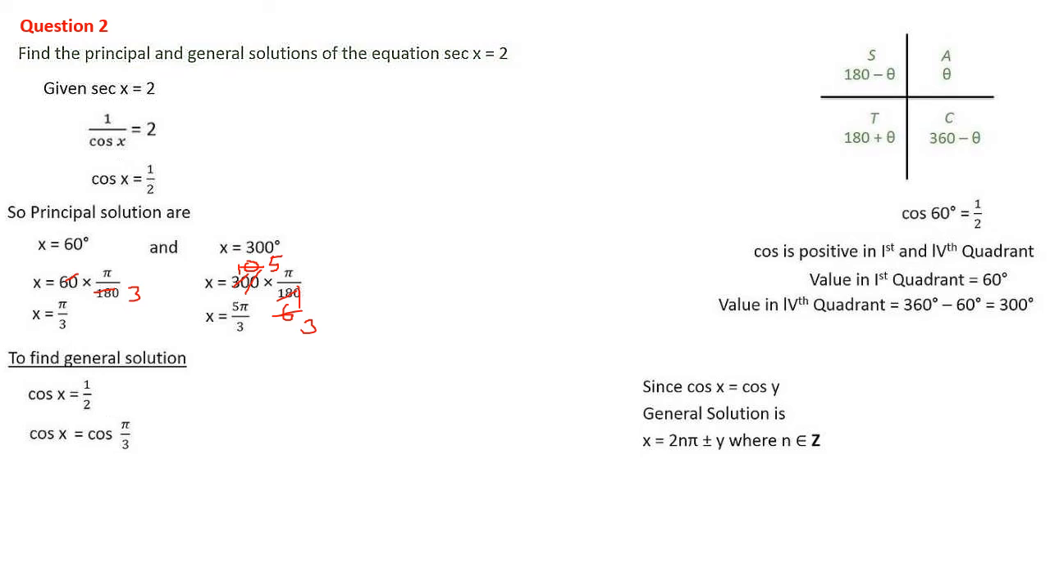The general solution is 2n pi plus or minus y. Remember, if you don't know this formula, you cannot write the answer. So you need to learn this by heart very clearly. So 2n pi plus or minus y. Here y is pi by 3. So x is equal to 2n pi plus or minus pi by 3, where n is an element of Z. This is the general solution.